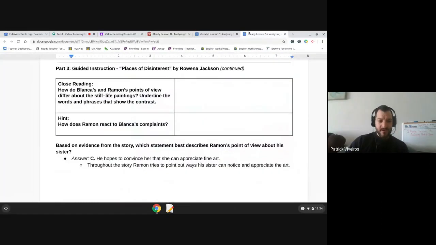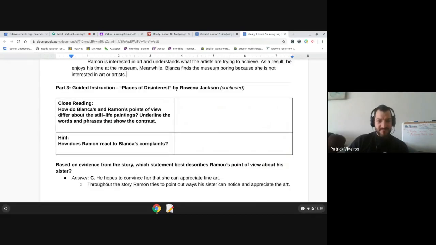So if I go to my sample work, you see that I have the close reading prompt outlined here. I'm just going to read it off of this screen, but it says, how does Blanca's and Ramon's points of view differ about the still life paintings? Underline the words and phrases that show the contrast. So obviously, folks, I cannot underline. So what I'm going to do is type words and phrases into this little box here that show how Ramon and Blanca's points of view about the paintings differ.